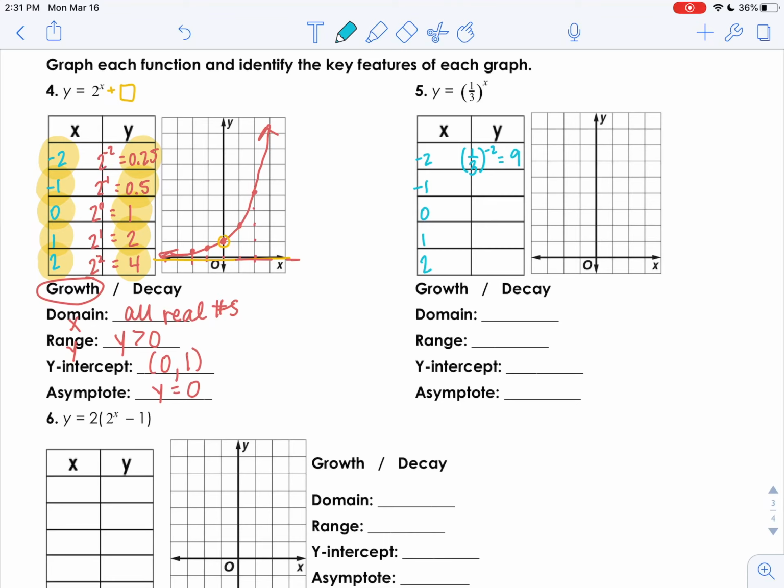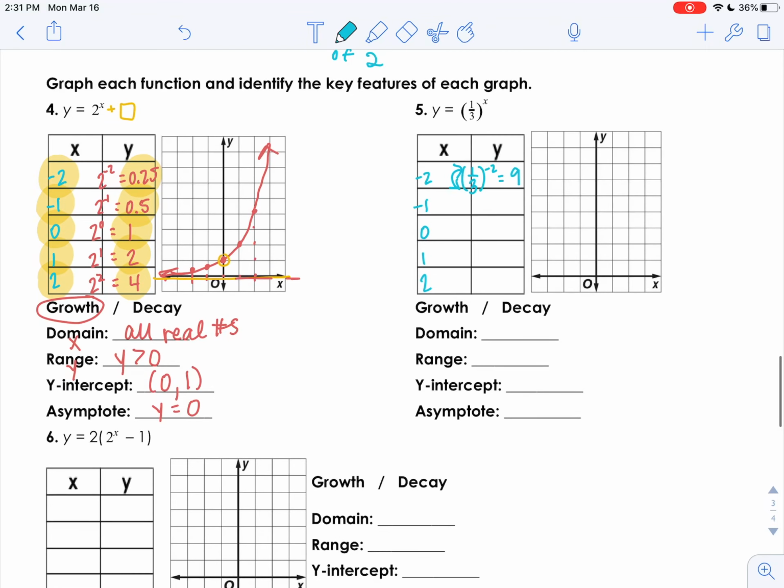This equals 9. Now the reason that might go against what you're thinking, if we have a fraction, we're raising it to a negative, but what a negative exponent means is we're flipping the top and bottom, so we end up with a 3 squared on top, which is 9. That's the reason that happens.